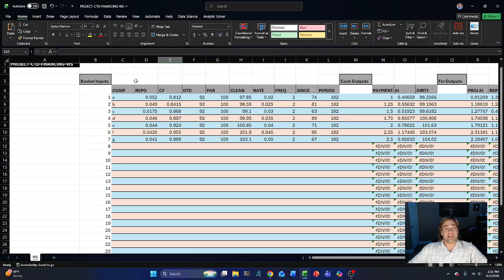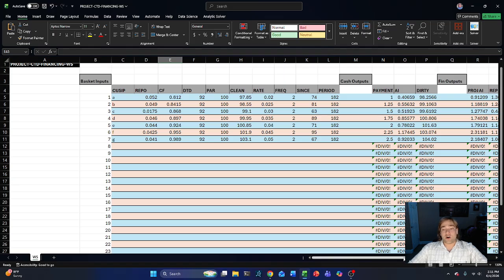So you input the CUSIP, repo. Here this is a special repo situation. This is a hypothetical example, so you see a lot of variance. Conversion factor, days to delivery, the par of the bond, the clean price, your rate, that would be yearly, your frequency per year, days since your last coupon, and your period, which is typically going to be 182. That's how many days in that frequency period.